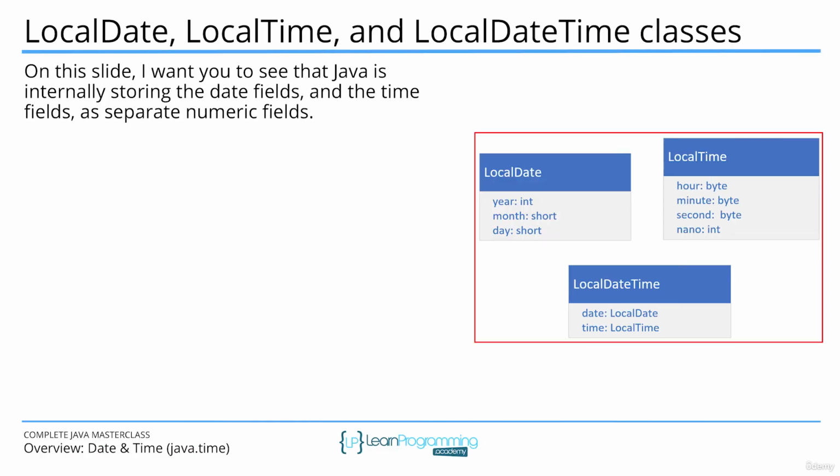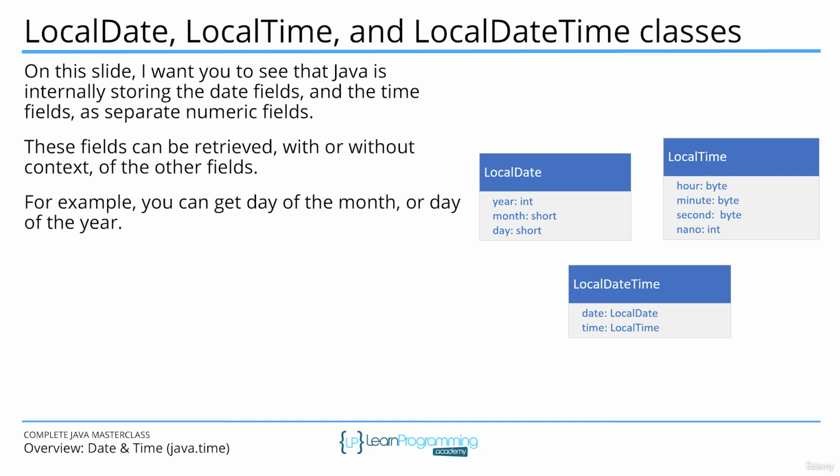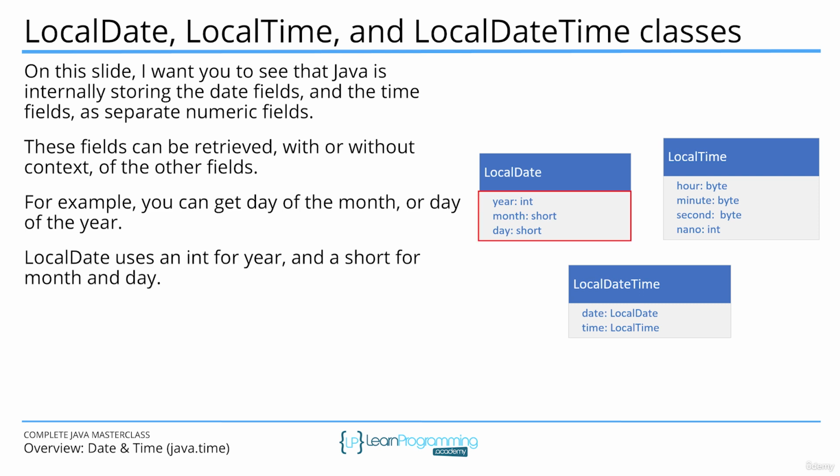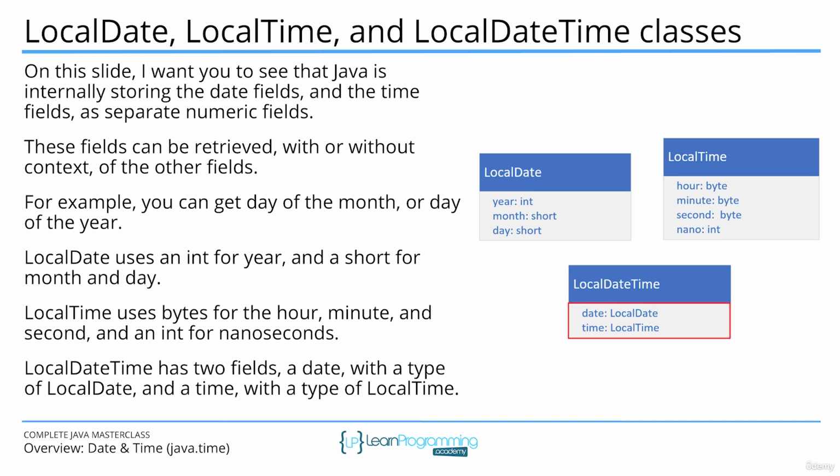On this slide, I want you to see that Java is internally storing the date fields and the time fields as separate numeric fields. These fields can be retrieved with or without context of the other fields. For example, you can get day of the month or day of the year. LocalDate uses an int for year and a short for month and day. LocalTime uses bytes for the hour, minute and second and an int for nanoseconds. LocalDateTime has two fields, a date with a type of LocalDate and a time with a type of LocalTime.